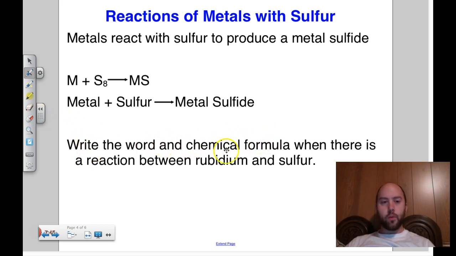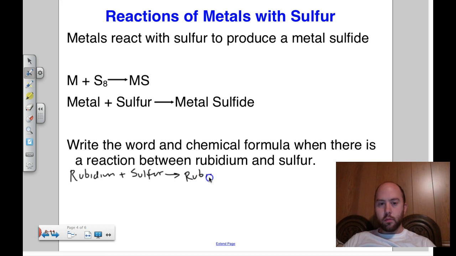Write the word and chemical formula when there's a reaction between rubidium and sulfur. Well, rubidium's a metal, so I'll just say rubidium plus sulfur makes rubidium. Remember, you just write the metal. Rubidium sulfide. So the words are really easy.